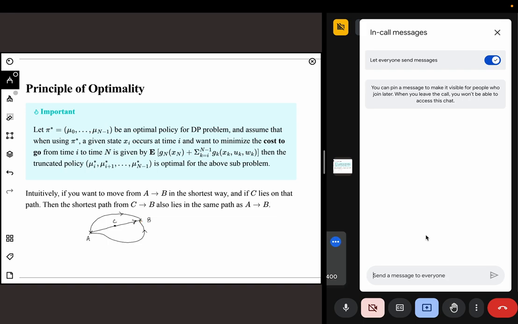So as long as this path AB is the minimum path from A to B, and if C lies on that path, then C to B is also the minimum path, because any other path that you try will eventually be longer than this one. That is what it states. And when this will hold, we will see in the next derivation as well.